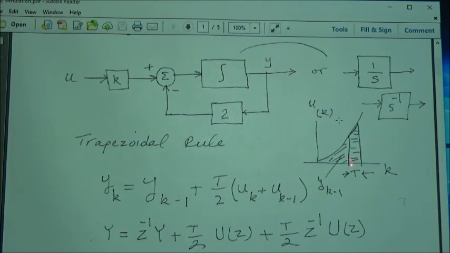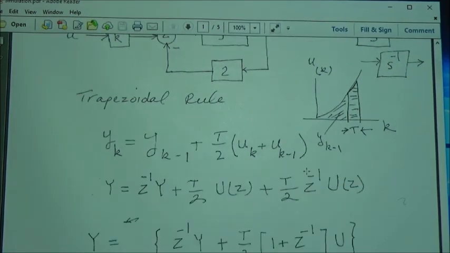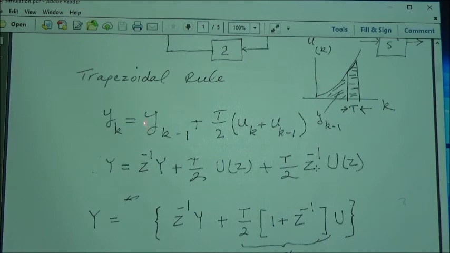The area of the trapezoid is u of k, which is this, plus u of k minus 1, which is this, times t divided by 2. So this trapezoidal rule is actually a discrete difference equation. If we want to find out the behavior of this system, we take the z transform of this equation, and you see that y of k would be y of z just by itself, and y of k minus 1 is z to the minus 1 times y.